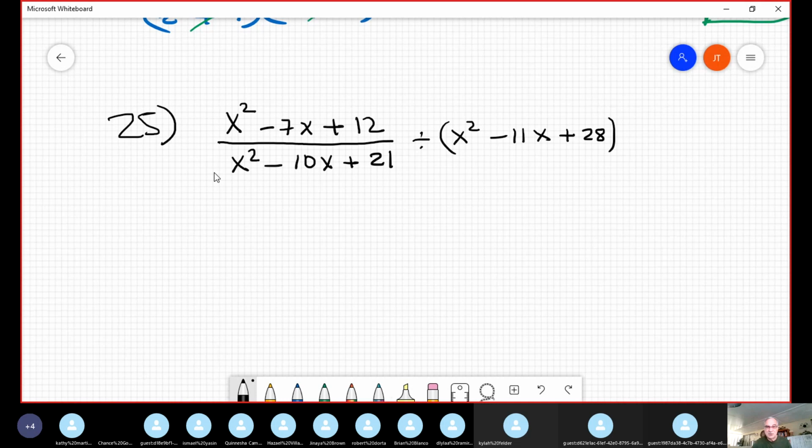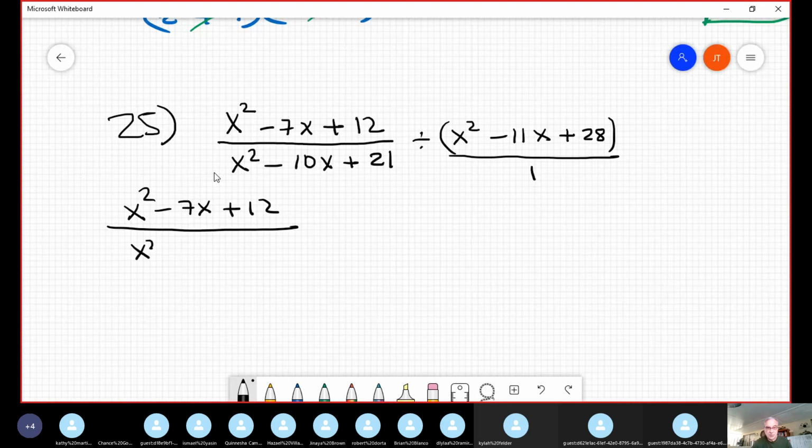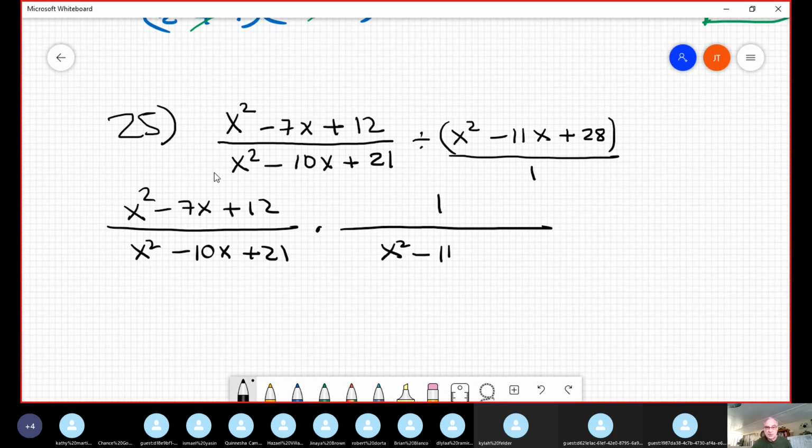So I suppose this is another fraction and the denominator is an invisible one. So it is x squared minus 7x plus 12 over x squared minus 10x plus 21, times 1 on the top, x squared minus 11x plus 28. Something like that.